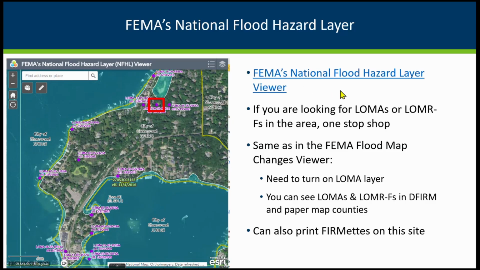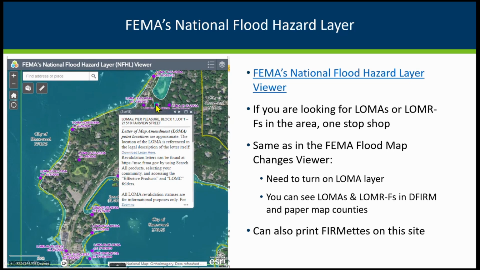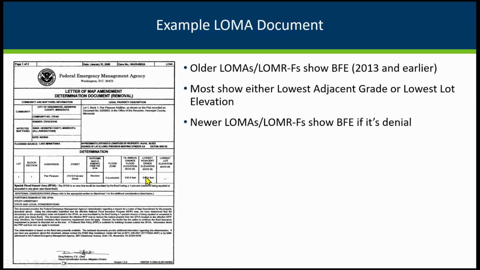If you're in the National Flood Hazard layer and you zoom in and you click on that purple dot, it will show this pop-out box. So it will show the address there or the legal description. And it's got this download letter here. If you click on that, you'll get the determination letter. So it'll have the case number. In this case, it's a LOMA. This is an older one.